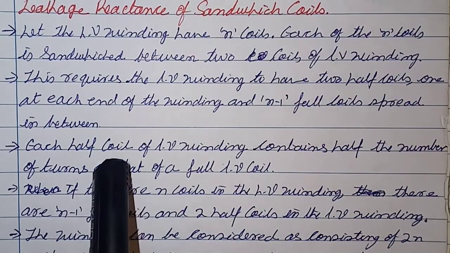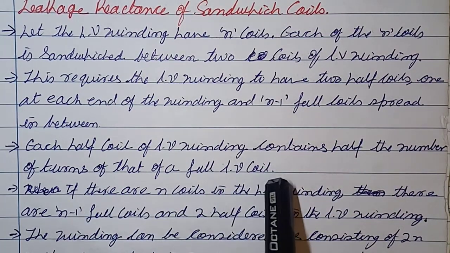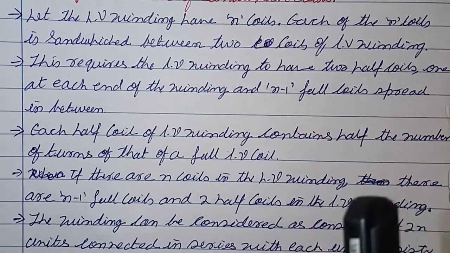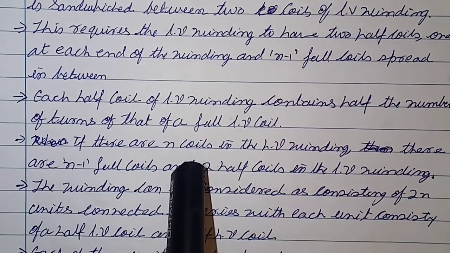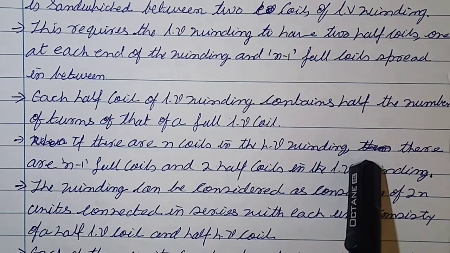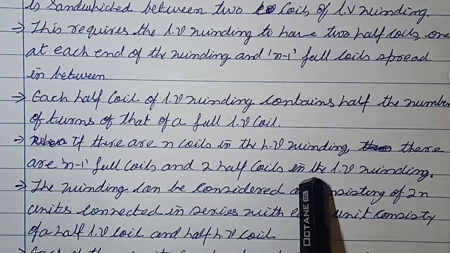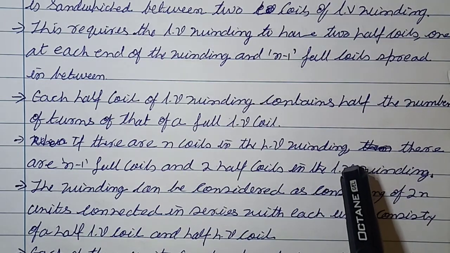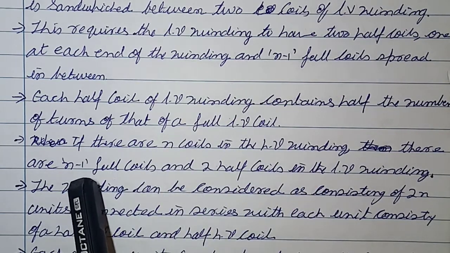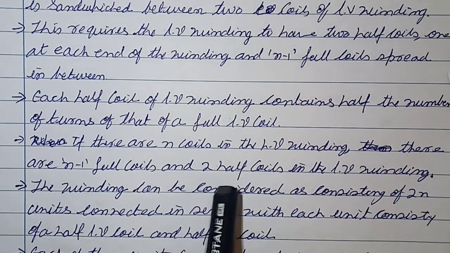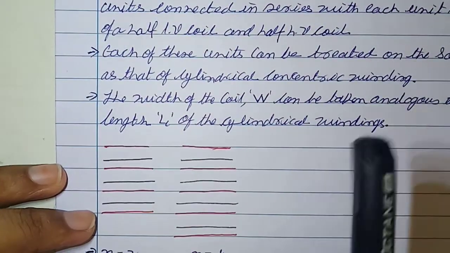Each half of the LV winding contains half the number of turns of a full LV coil. If there are n coils in the HV winding, there are n minus 1 full coils and 2 half coils in the LV winding. That is what we have seen: for n HV coils, n minus 1 full LV coils and 2 half LV coils. By these examples we can know.